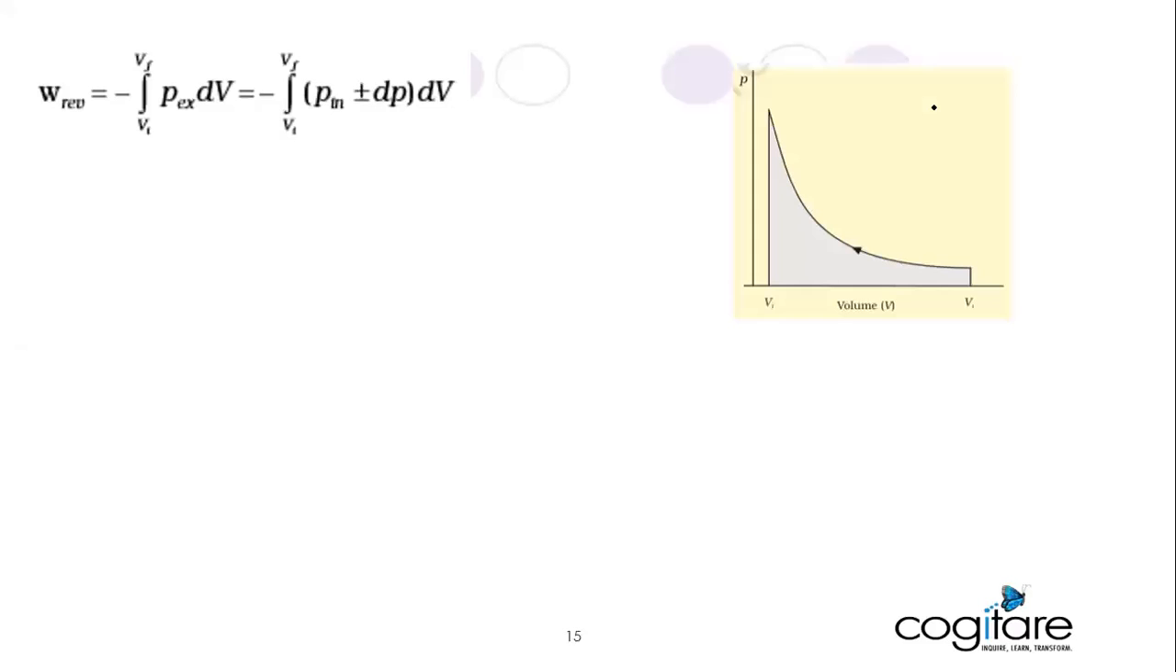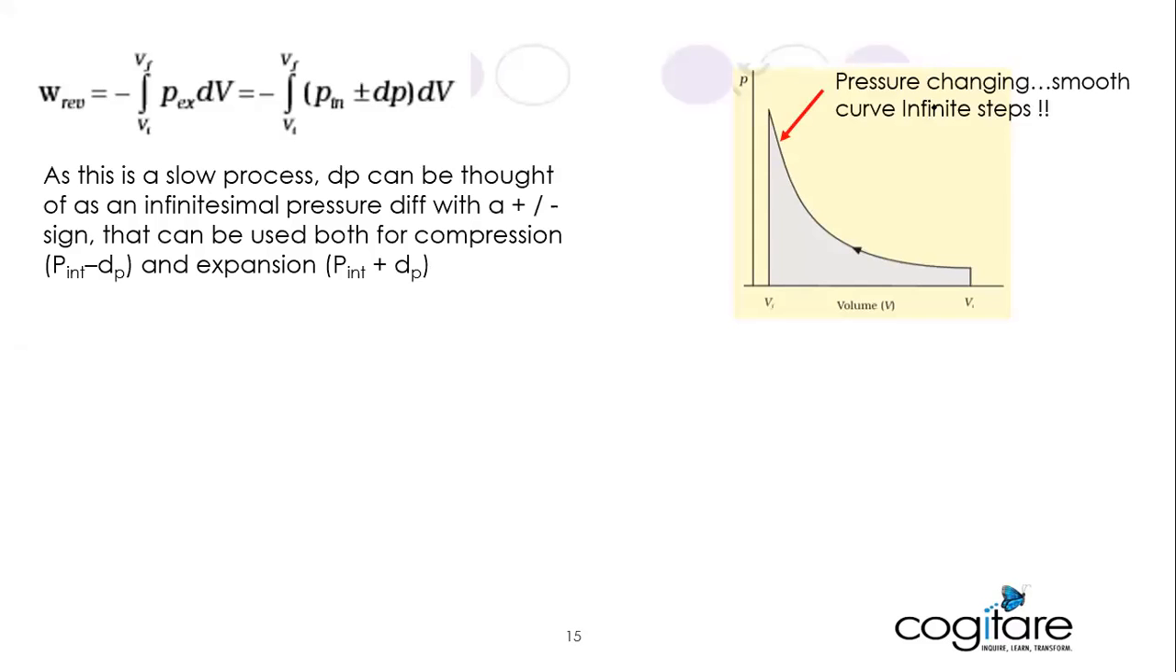So we are here. As this is a slow process, dP can be thought of as an infinitesimal pressure difference with a plus or minus sign, that can be used both for compression, P internal minus dP, or expansion, P internal plus dP.